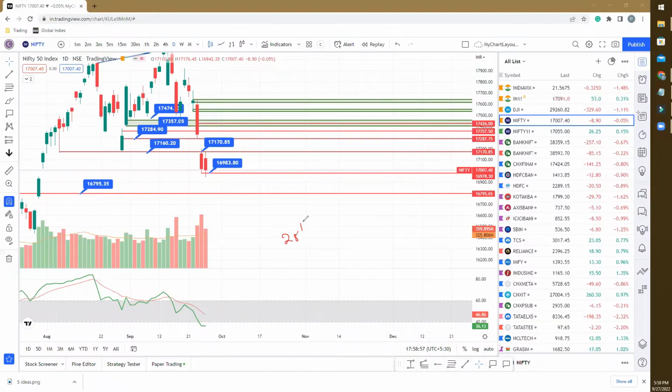In this video, we are going to analyze the charts of Nifty as well as Bank Nifty for tomorrow's trading session, that is 28th of September 2022.